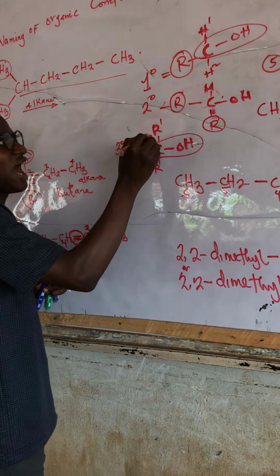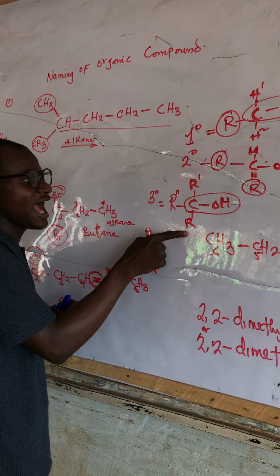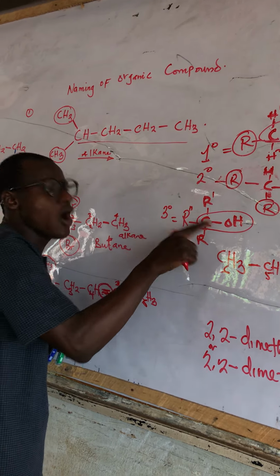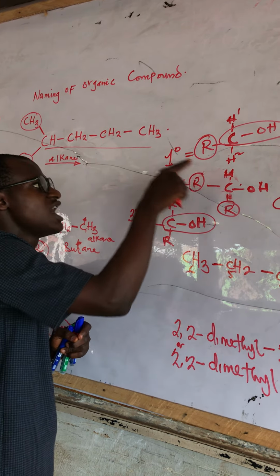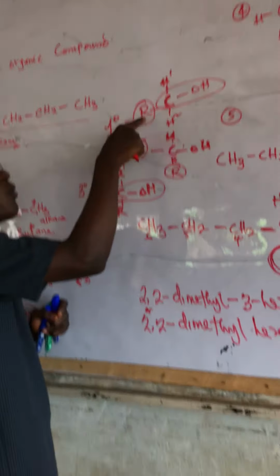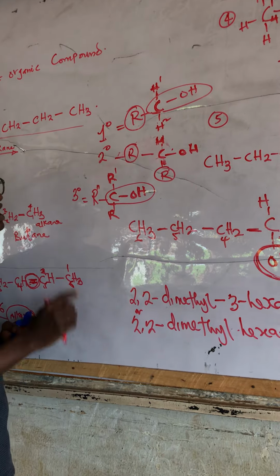Now you can see we have R1, R prime, and then we have what R? We have 3R in the tertiary degree, no hydrogen. We have 2R in the secondary degree, one hydrogen, and in the primary degree we have 1R and what? 2 hydrogen that is attached to the carbon that bears the hydroxyl group.